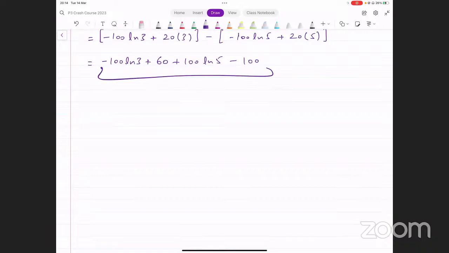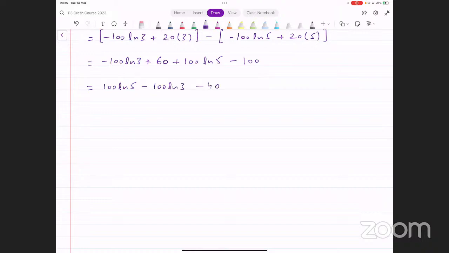You could just put this whole thing in your calculator, write the value that you get in decimals, and that will be acceptable in this particular question because they haven't asked you for an exact value. But if they had asked you for an exact value here, what would you do in that case? You would write the log terms together. So you have 100 ln 5 minus 100 ln 3 plus 60 minus 100. That gives you minus 40.